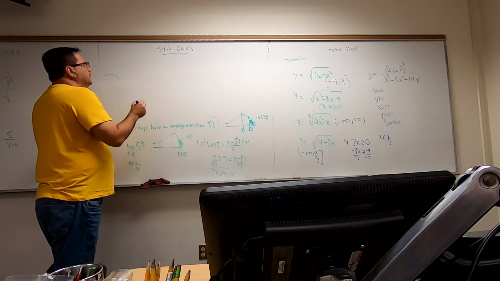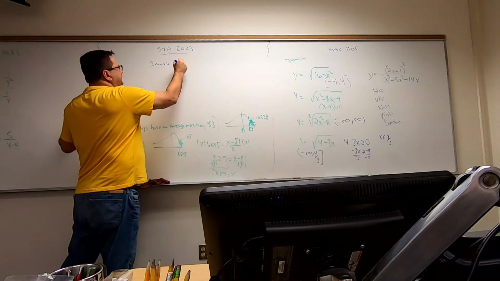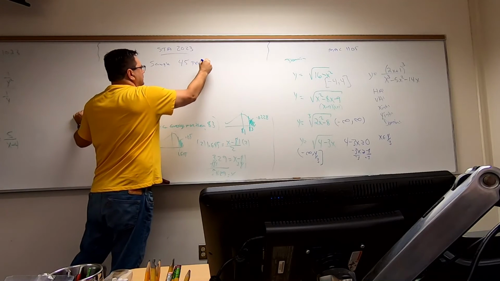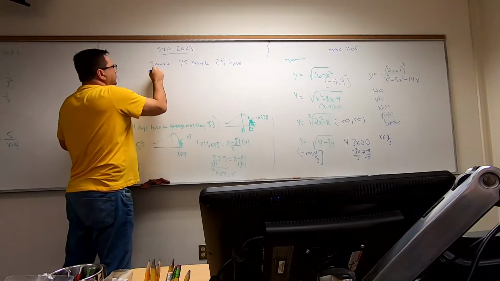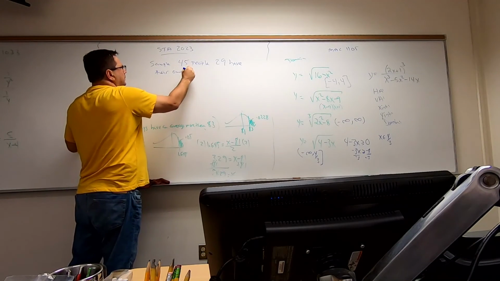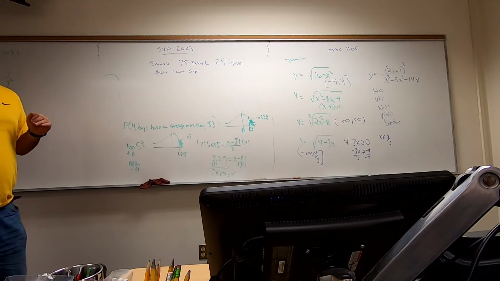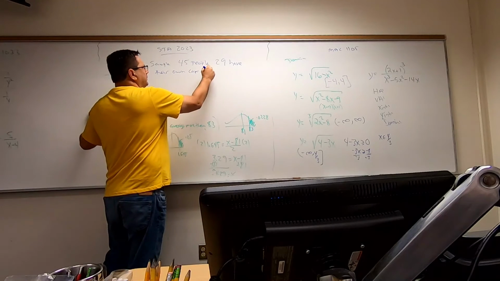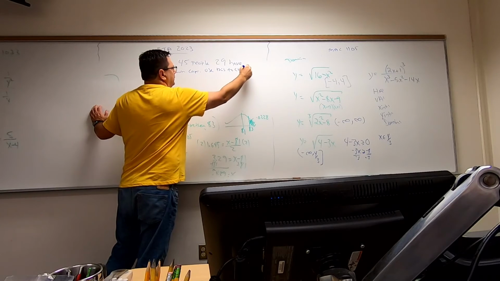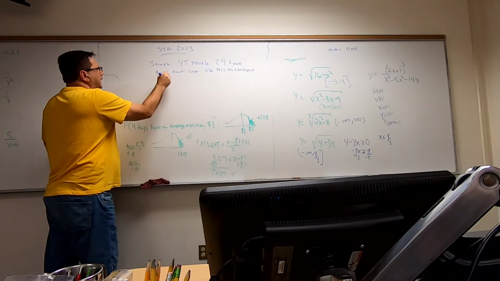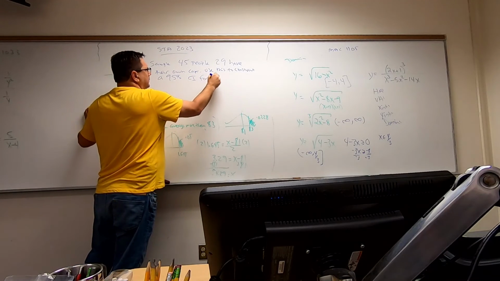Alright? So, sample of 45 people. 29 have their own car. So out of 45 people, 29 of them have their own car. Use this to construct a 95% confidence interval for the population proportion.